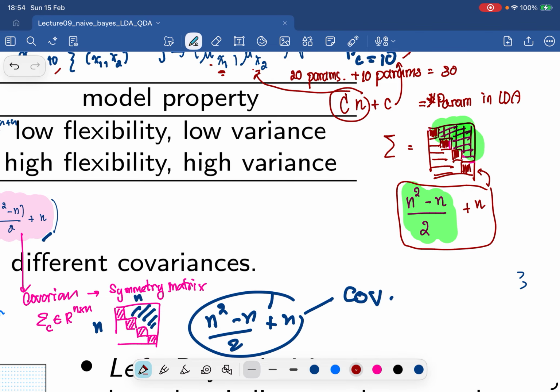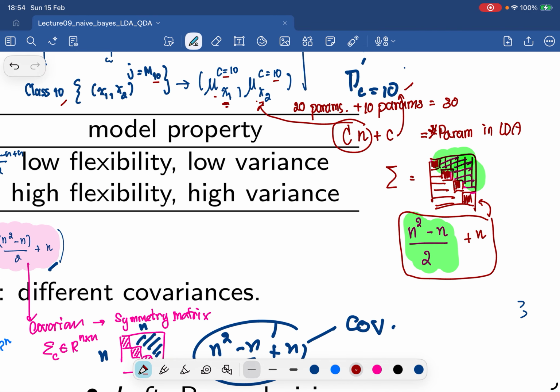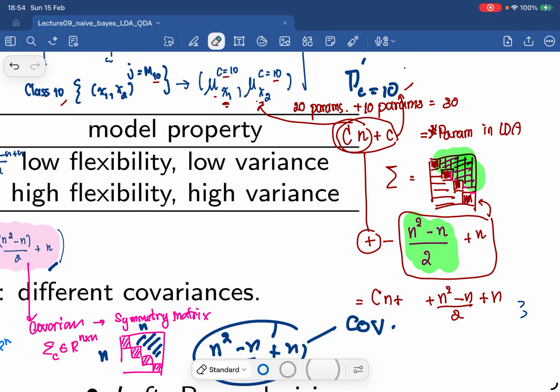Sorry, not the number of flops, the number of parameters that we need for sigma. So in total, what's the total number of parameters? It will be this and this. So it's Cn plus n plus (n squared minus n) divided by 2 plus n. You can simplify this form further. Sorry, that is not n, that's c.